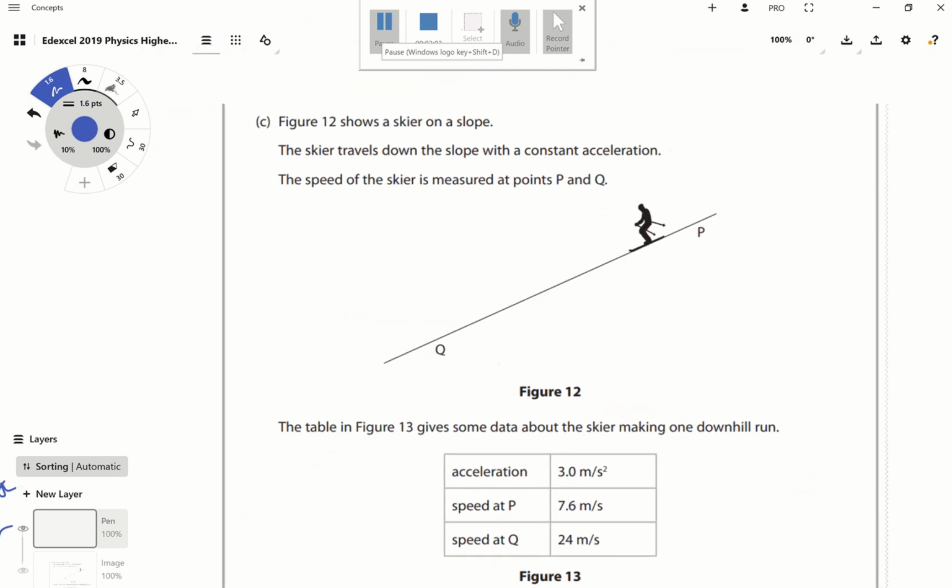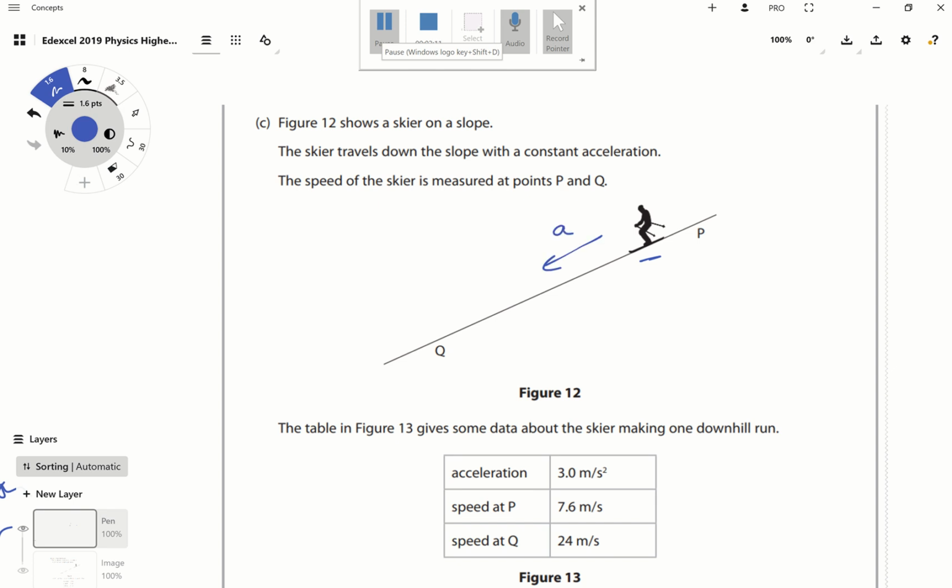Okay, next question. Figure 12 shows a skier on a slope. There they are there. Gorgeous. The skier travels down the slope with a constant acceleration. So I'm just going to put some things on here. It says the speed of the skier is measured at points P and Q. So speed, well, I'm going to change that to velocity. I'm going to have a final velocity here and an initial velocity there.